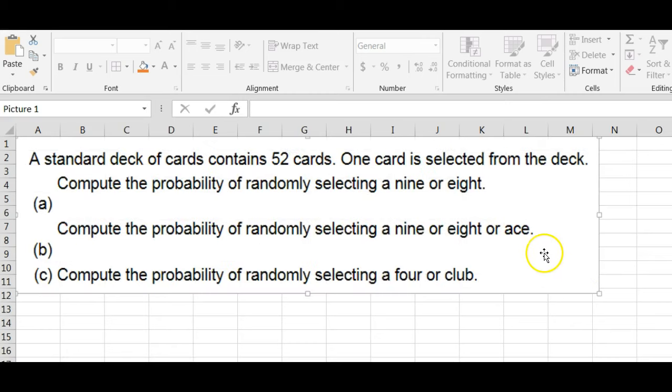A standard deck of cards contains 52 cards. One card is selected from the deck. Compute the probability of randomly selecting a 9 or an 8. Compute the probability of randomly selecting a 9, 8, or ace. Compute the probability of randomly selecting a four or a club.